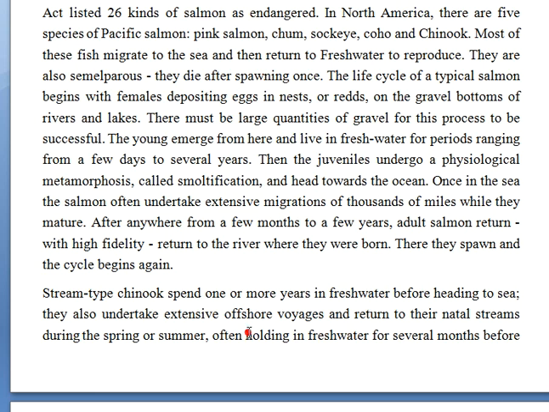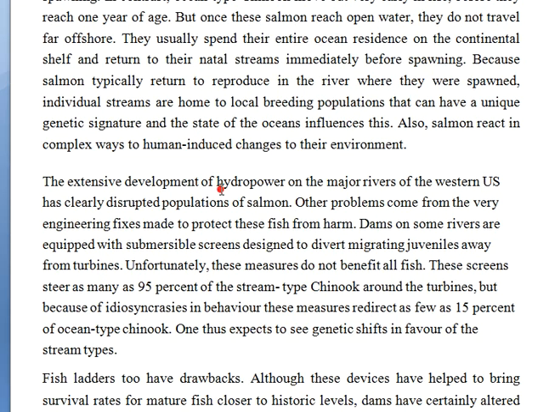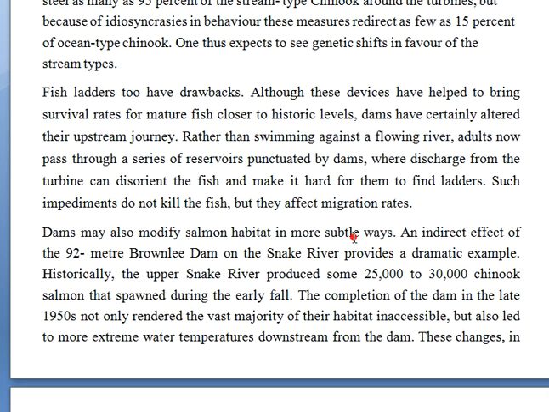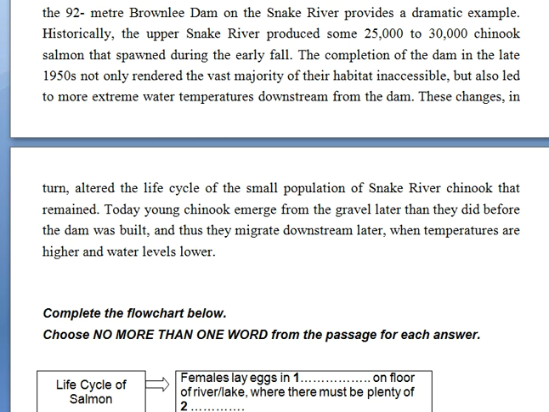Then they're saying stream type chinook spend one or more years in fresh water. And the extensive development of hydropower on the major rivers of the western US. Fish ladders too have drawbacks. Dams may modify salmon habitat or something. Okay, yeah, so I think I have got the idea. The topic is about the biodiversity in the sea creatures and perhaps how to save them, or what is being done to protect them or not to protect them. Okay, fine, so it's all about that.